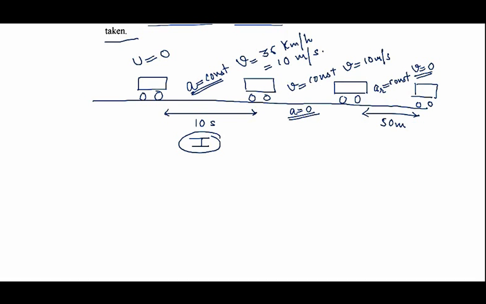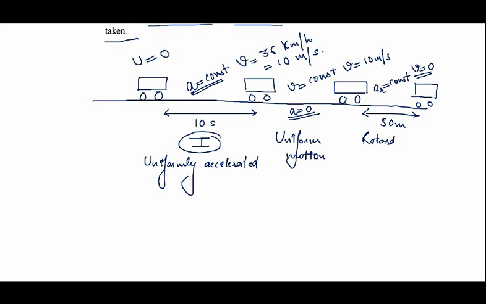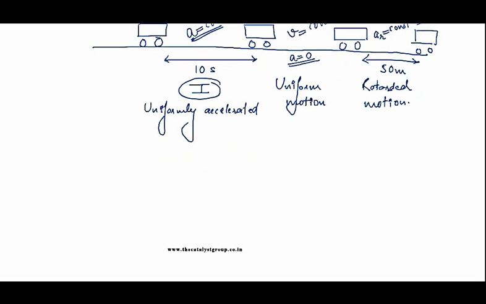This will be your first motion, that is uniformly accelerated. This will be your uniform motion. And this will be your retarded motion, that is uniformly retarded motion. Is it fine friends? Okay, so starting with the first, that is your uniformly accelerated motion, what do you know?